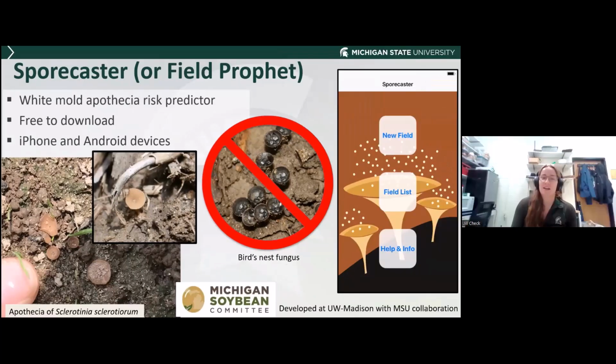Thanks, Marty. Yeah, so Sporecaster is a tool we use to predict the risk of white mold apothecia in our fields because, like Marty said, they're very small, they're indistinct. It's not really realistic for us to go out and scout our fields for apothecia to try to plan fungicide sprays based on apothecia presence.